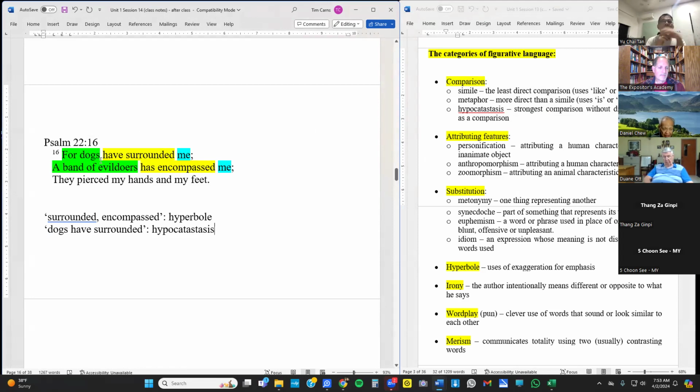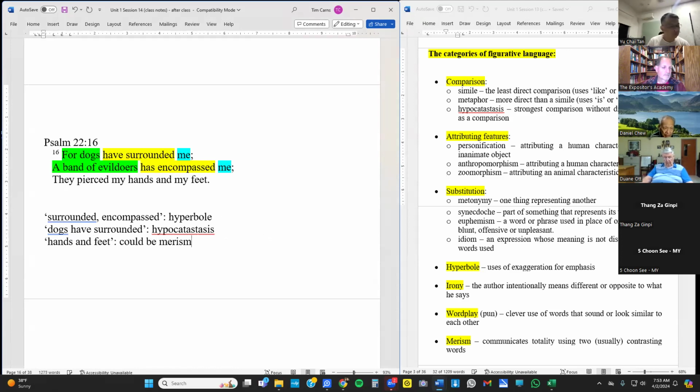And then the third line, they pierced my hands and my feet. Merism, my hands and my feet. Yeah, hands and feet. They pierced.